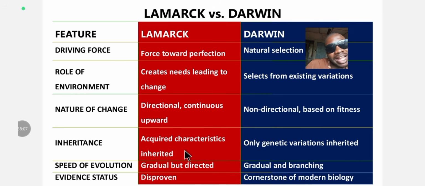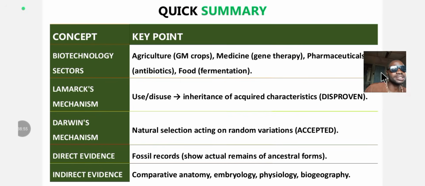Okay, what is the evidence status of Lamarck's theory? Disproven. It was disproven by the experiment carried out by August Weismann. Okay, then for Darwin's theory, what is the evidence status? Cornerstone of modern biology. The cornerstone, the foundation, the base of modern genetic evolution. So when you talk about evolution, you call Darwin's name first because he is the father of evolution.